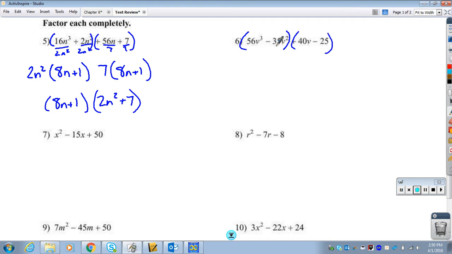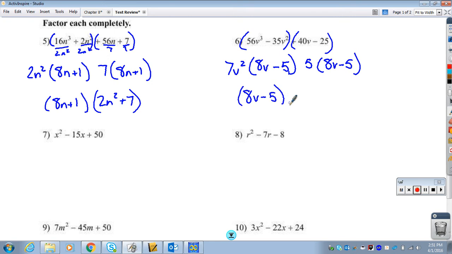Number 6 is also 4 terms, so again, that's going to be grouping. The greatest common factor of this group would be 7v squared. So when I divide, I would be left with 8v minus 5. The greatest common factor of this group is 5. So if I divide everything by 5, I am left with 8v minus 5. Again, make sure your parentheses match, and they do. So my final answer is 8v minus 5 times 7v squared plus 5.